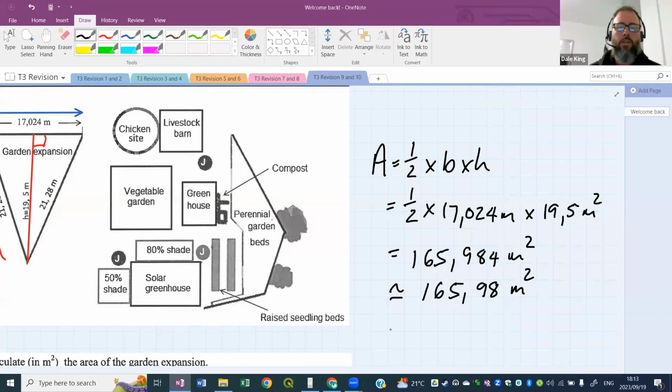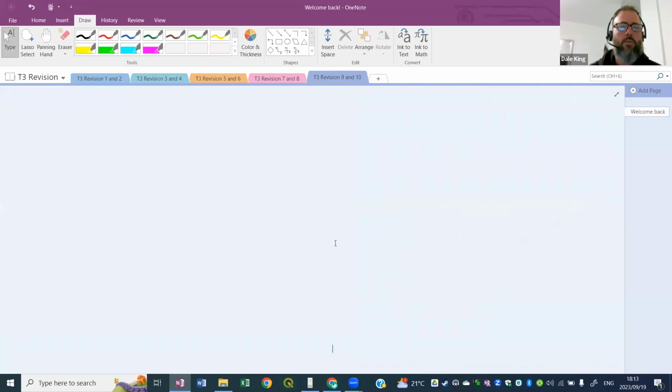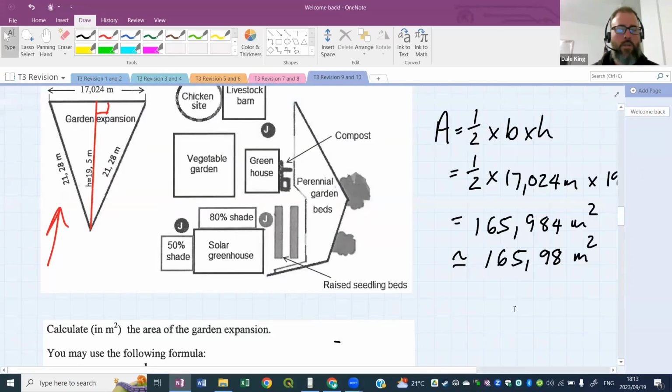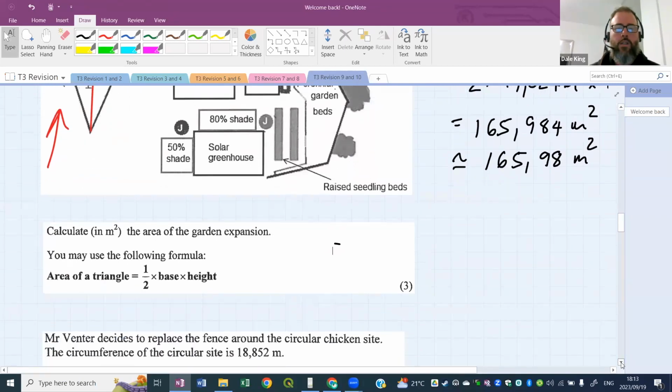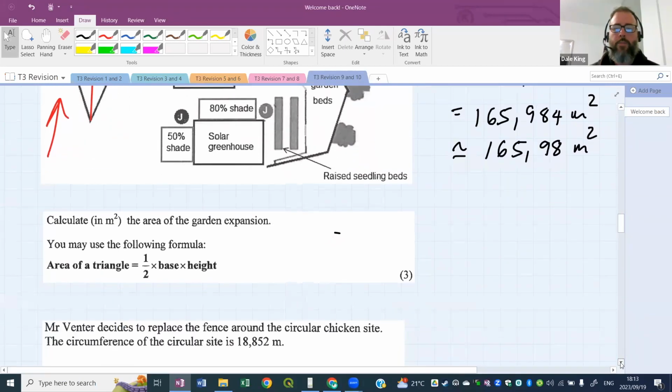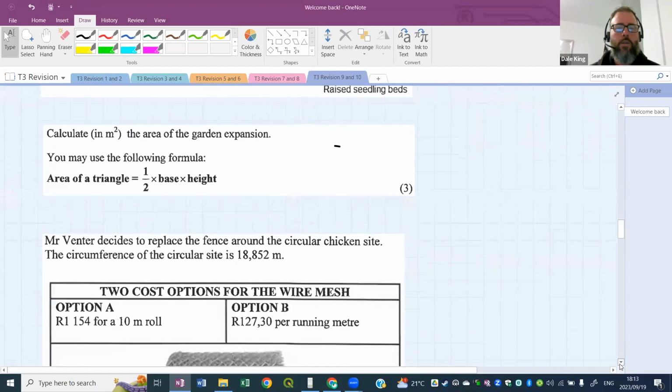Let's move on. Got a couple of marks in the bag. Just checking now, they wanted meters squared. We gave them meters squared. We give them what they want. All right, cool. So that is the answer for the first one. Let's move on to the second one.